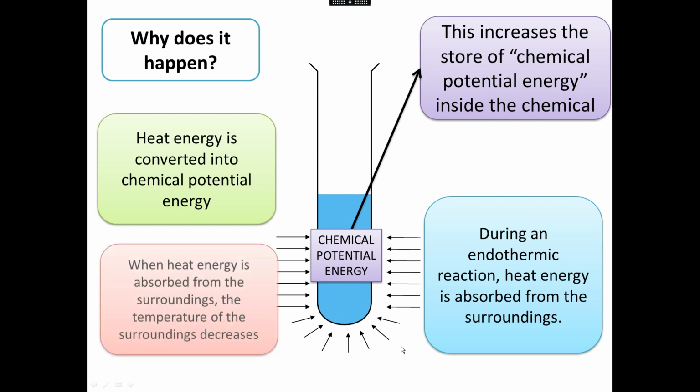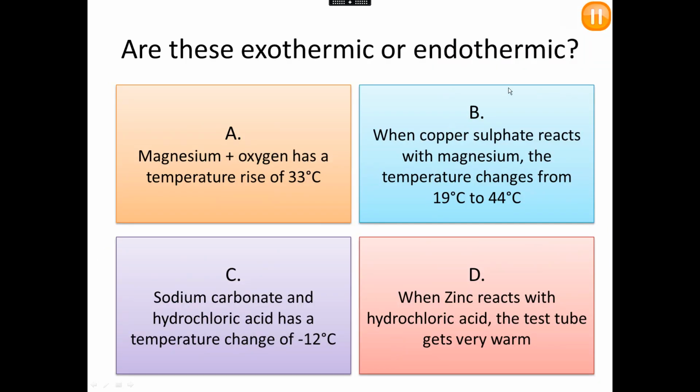Okay, right. So this increases the store of chemical potential energy inside the chemical, but it came from the surrounding area as heat energy was moved into the reaction. Okay, pause the video again. Read these 4 descriptions. For each one, say if they are exothermic or endothermic. Pause it now.